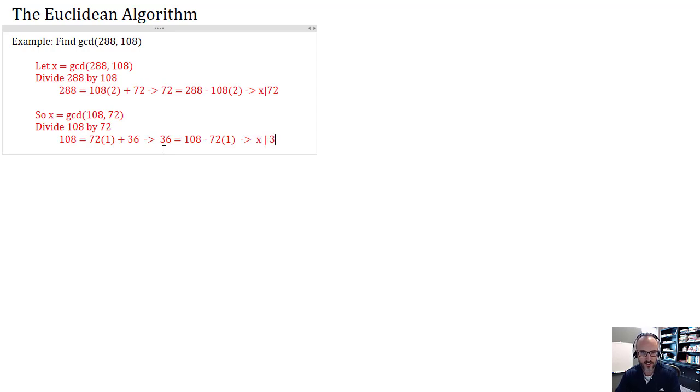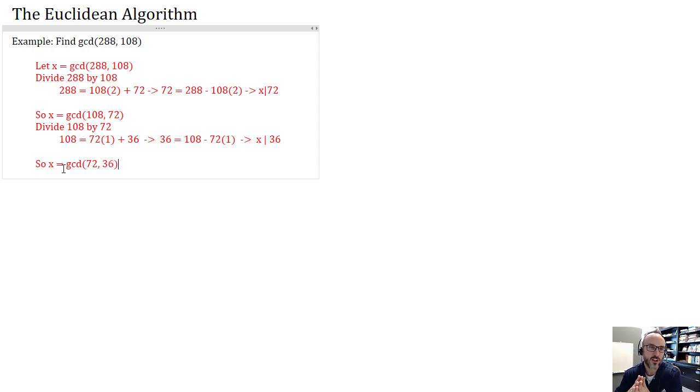Well, now, if x goes into 36, then x could be thought of as the GCD of 108, 72, and 36, which means it has to be the GCD of the two smaller numbers. We don't need the 108 anymore. So x is the GCD of 72 and 36.